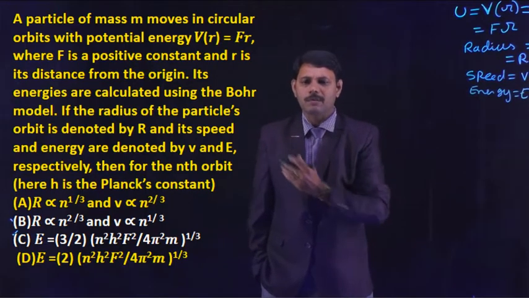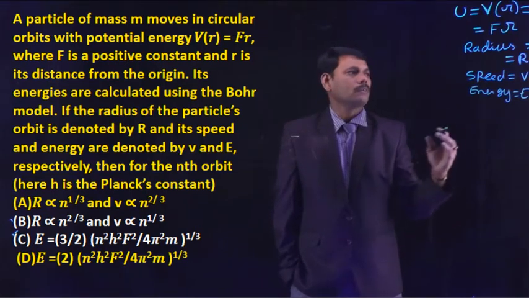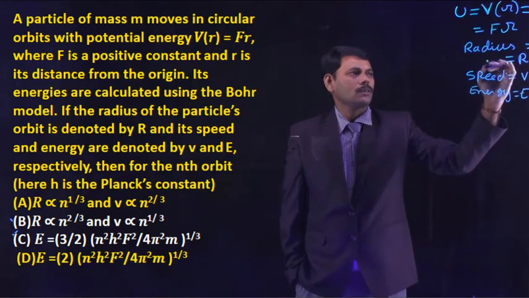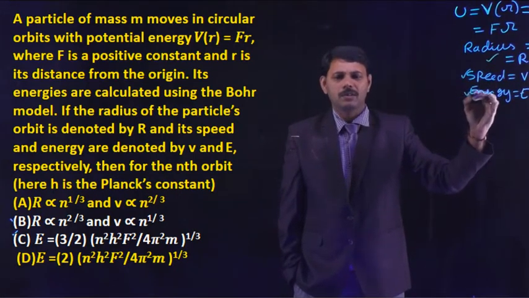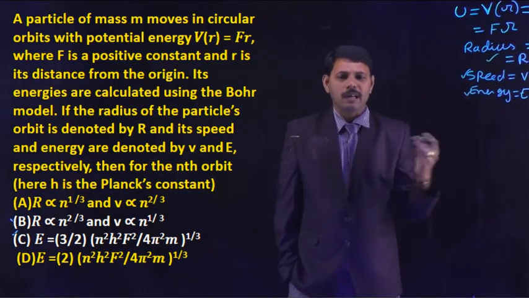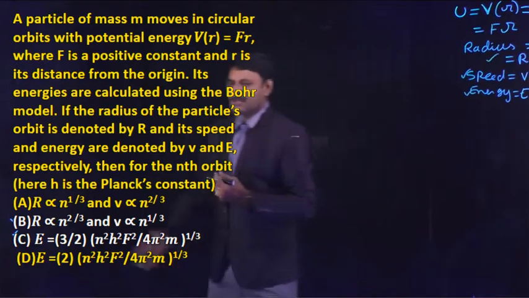Which of the following options are correct? We have to find the expression for radius, the expression for speed, and the expression for energy. In that we have some constants like h, the Planck's constant, and here the options are given.